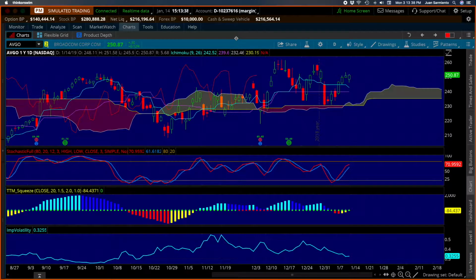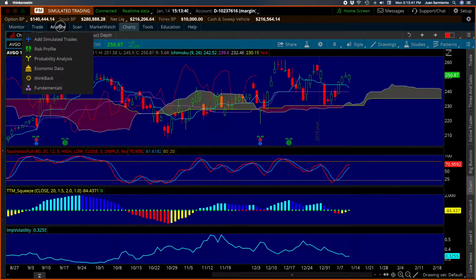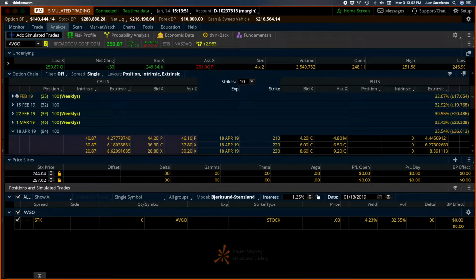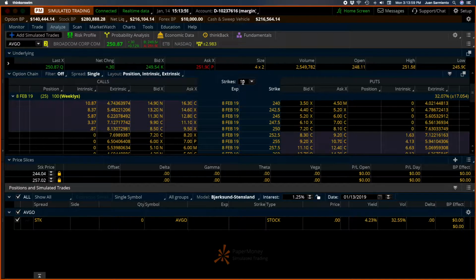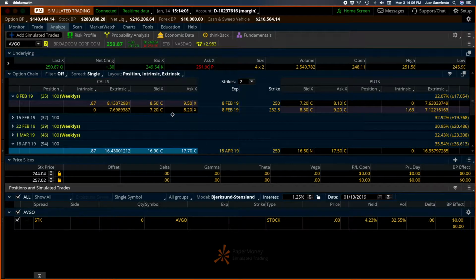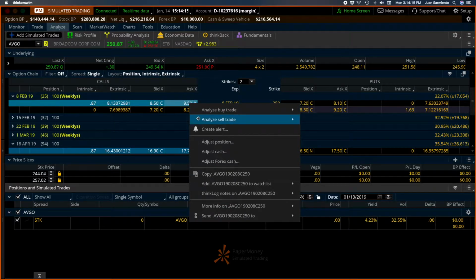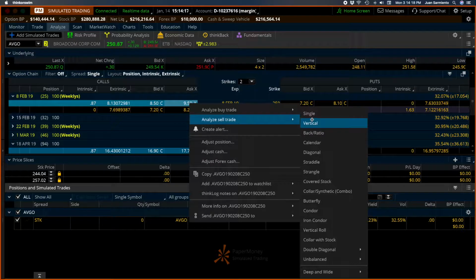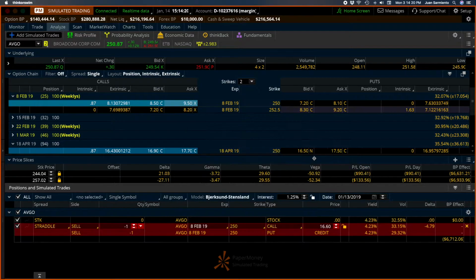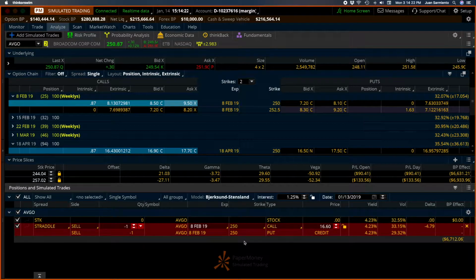To create a short straddle, we go to the Analyze tab and look for options that have less than 30 days to expiration. Because there are too many strike prices, I'm going to enter here 2, 3, or 4 at the most, and look for the options that are slightly in the money or out of the money. Here we right click and then select Analyze Sell and look for straddle. And here it is, the straddle.